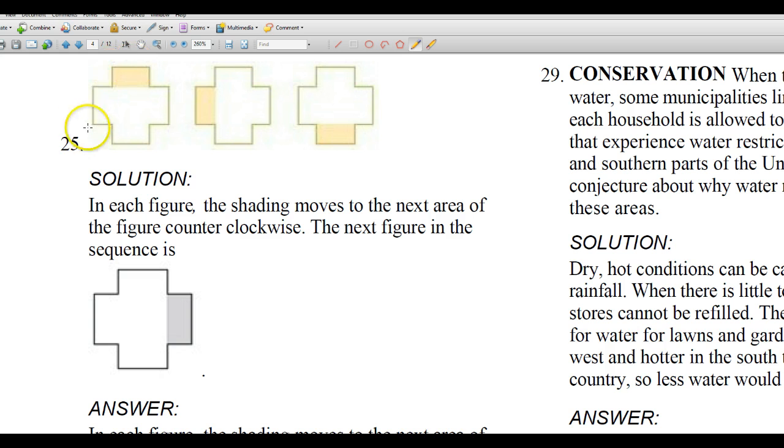For number 25, we observe the pattern here. We can see that we're rotating in this direction. So our conjecture, in each figure, the shading moves to the next area of the figure counterclockwise. And here's the next item in the sequence.